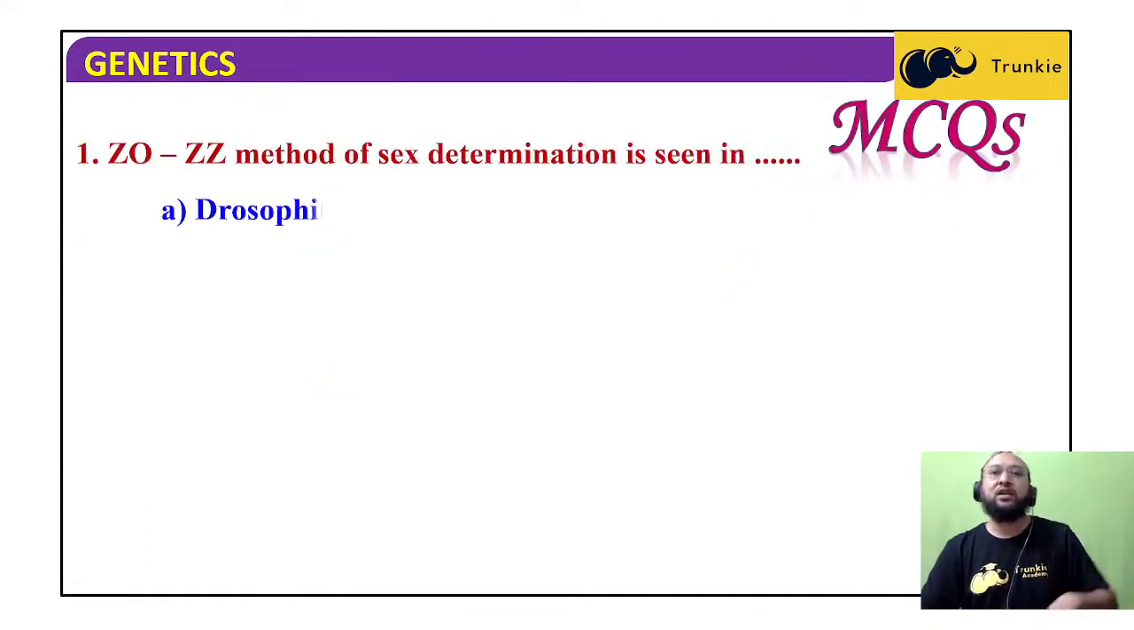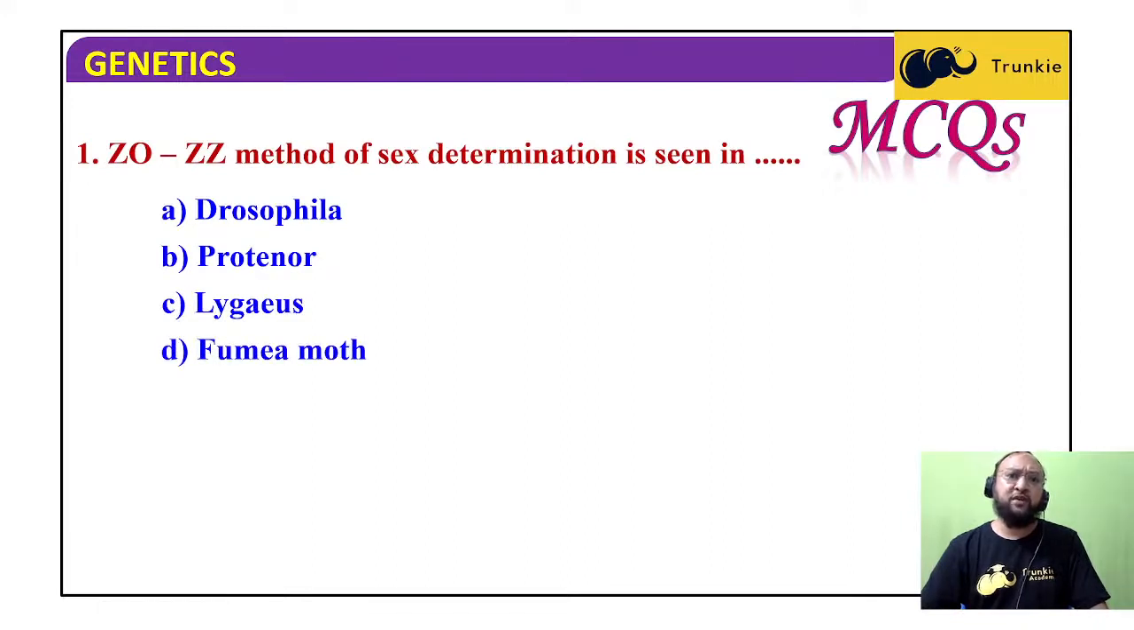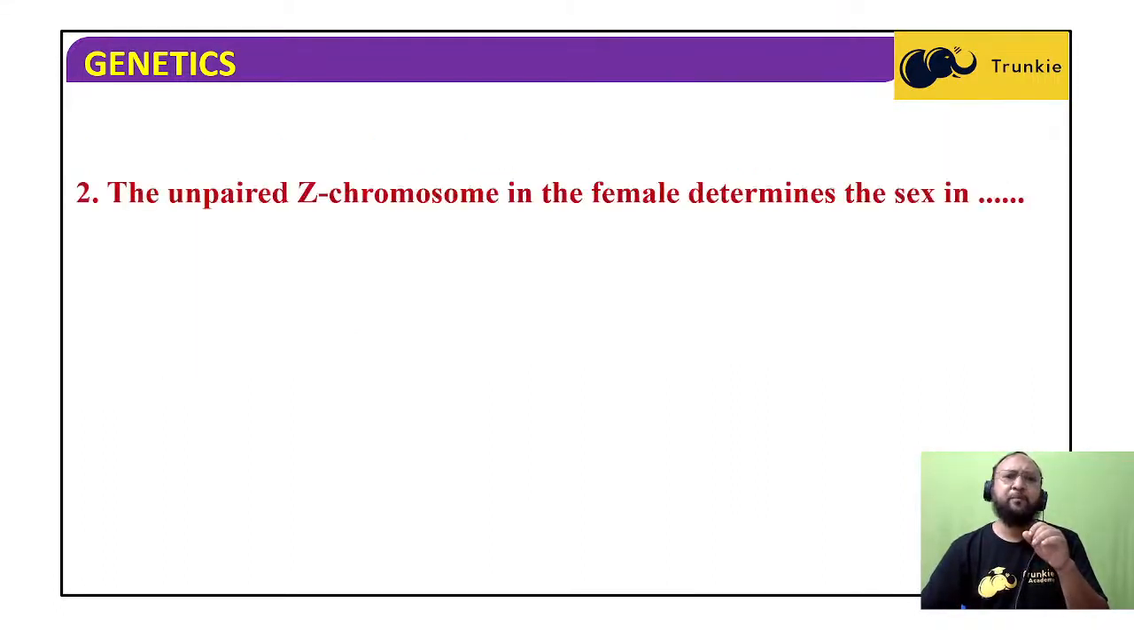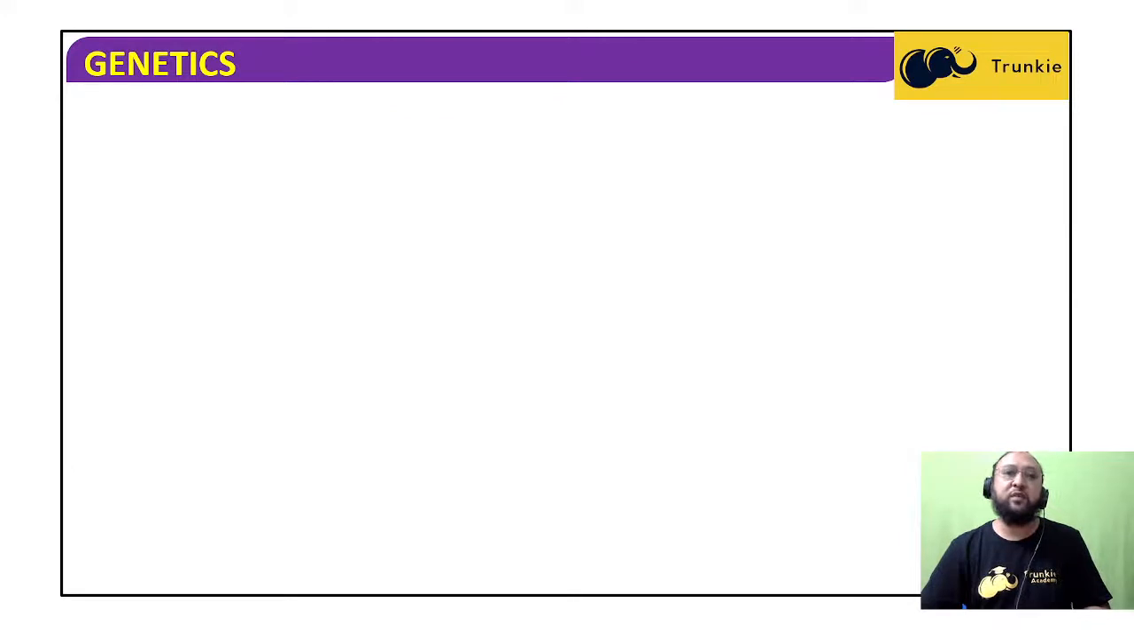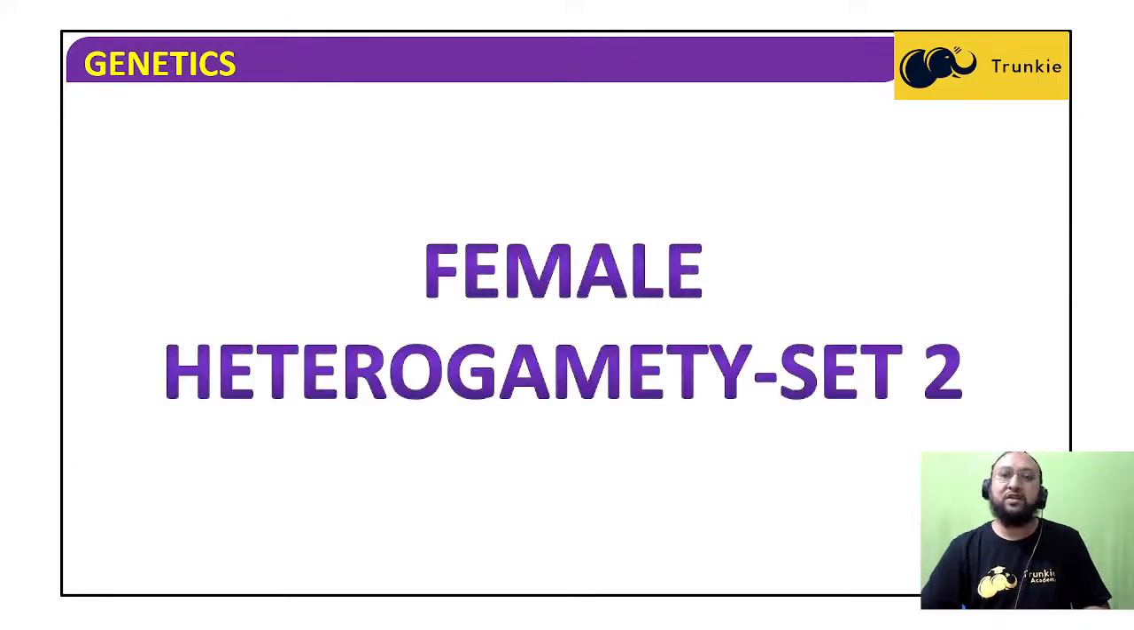This is called female heterogamety, the phenomenon of female heterogamety. The Z0, ZZ method of sex determination is found in Drosophila, Protenor, and Lygaeus, or the Phemia moth. Obviously it's a moth, because you saw the names of the organisms. It's moths and butterflies, so it's the Phemia moth. The unpaired Z chromosome in the female determines the sex in butterflies and the Phemia moth. There will be only one chromosome in the female that determines the sex in the Phemia moth.